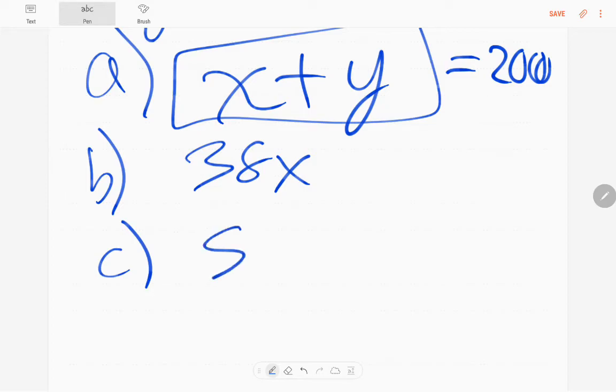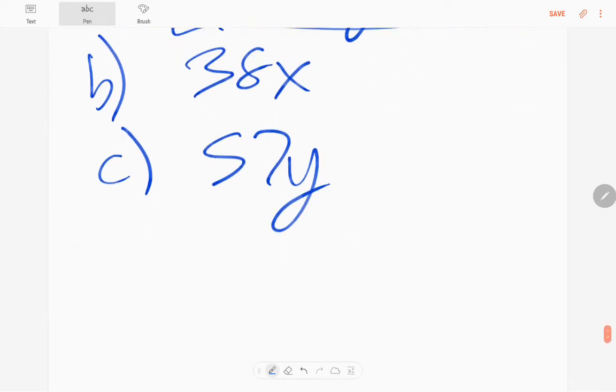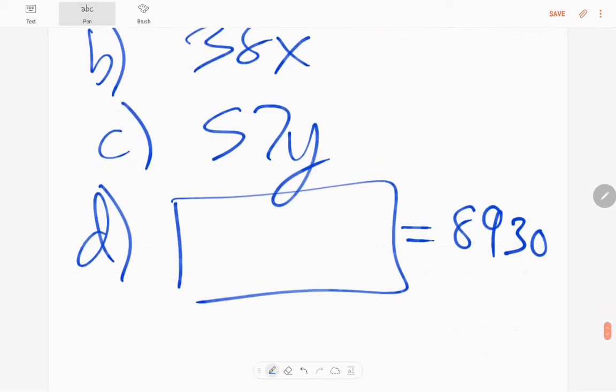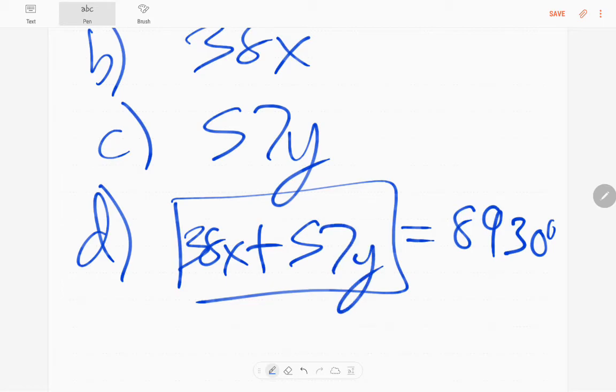And not surprisingly, how much money do you take in when you sell all Y $57 tickets? 57Y. Write an equation that states that the total amount of money received from the sale is $89,300. So I see something like this on my computer screen. But all you really have to do is say, well, I get this much money from the $38 tickets, I get this much money from the $57 tickets, and that sum has got to be $89,300.